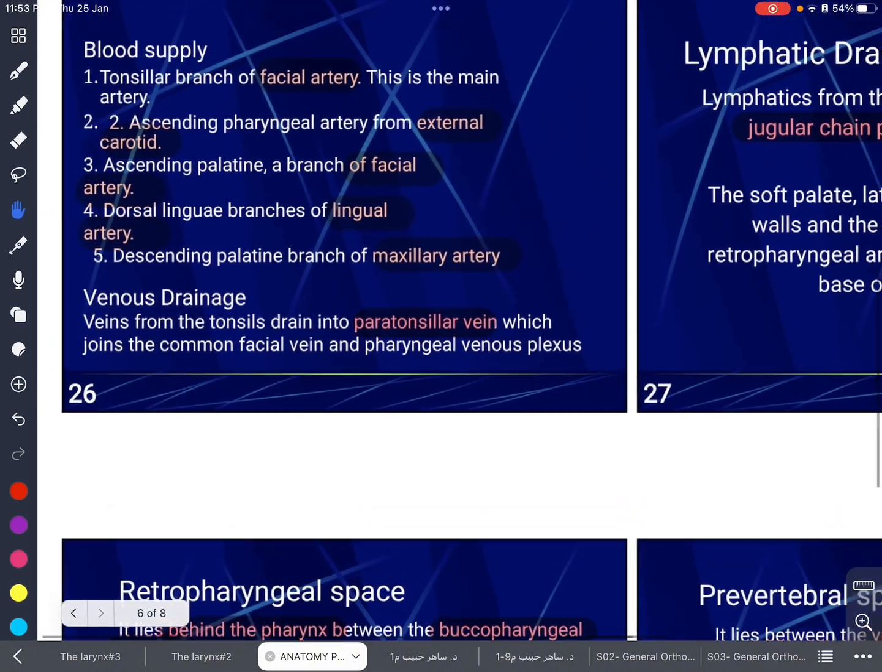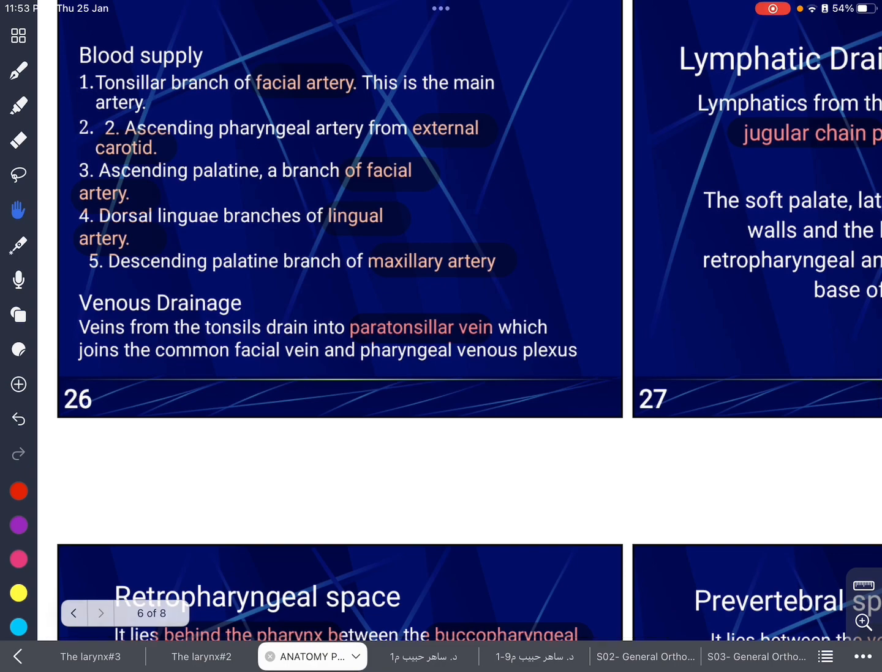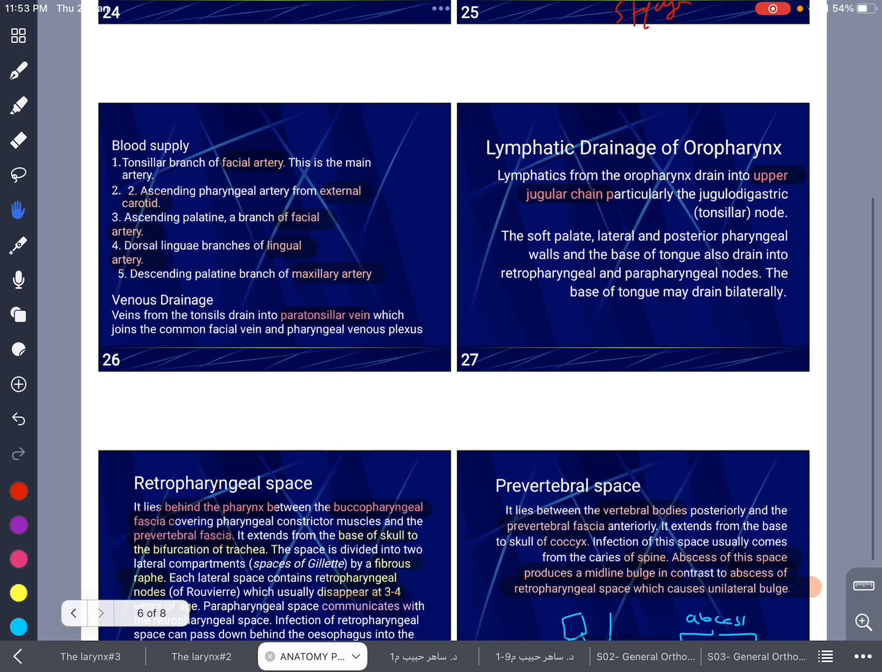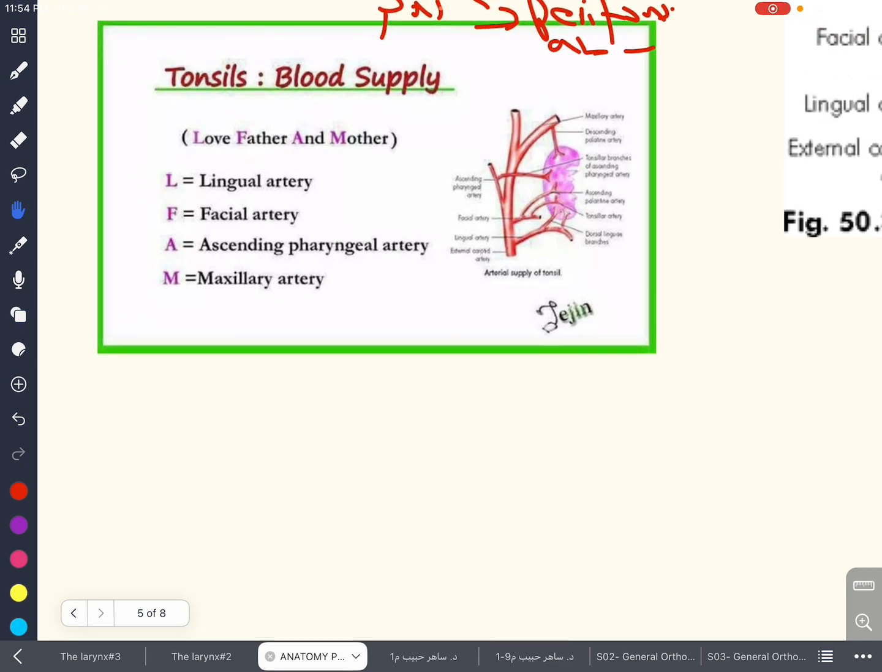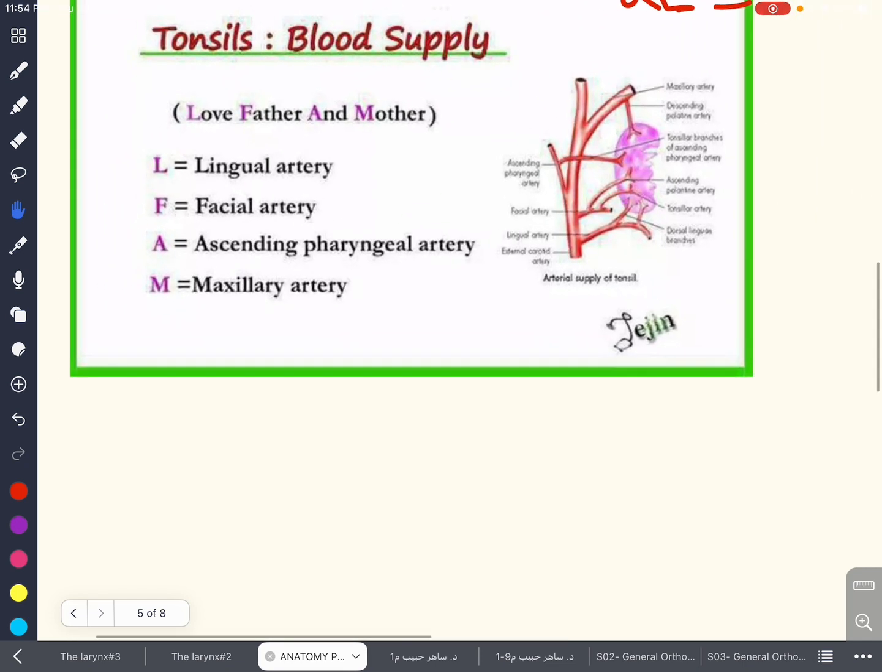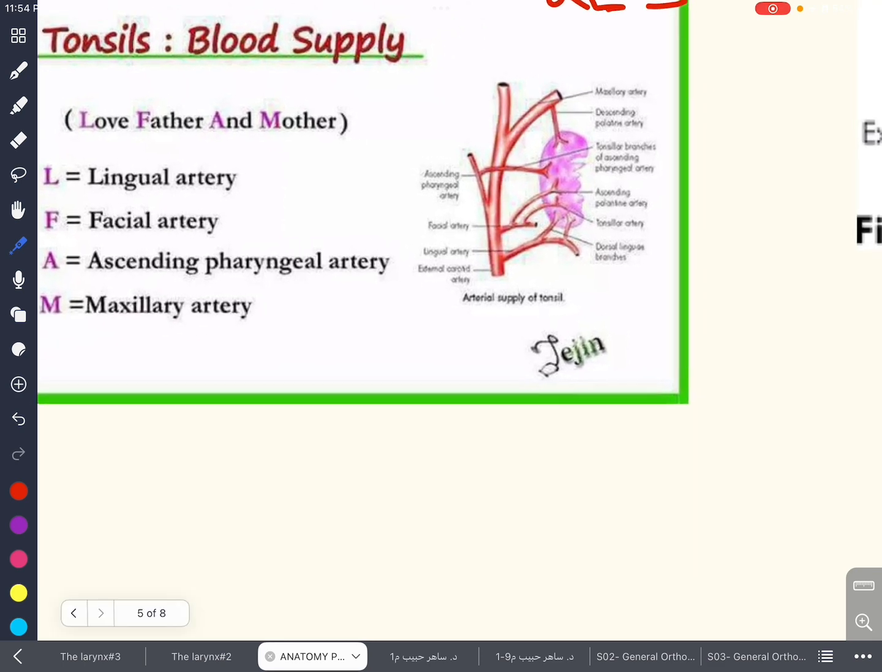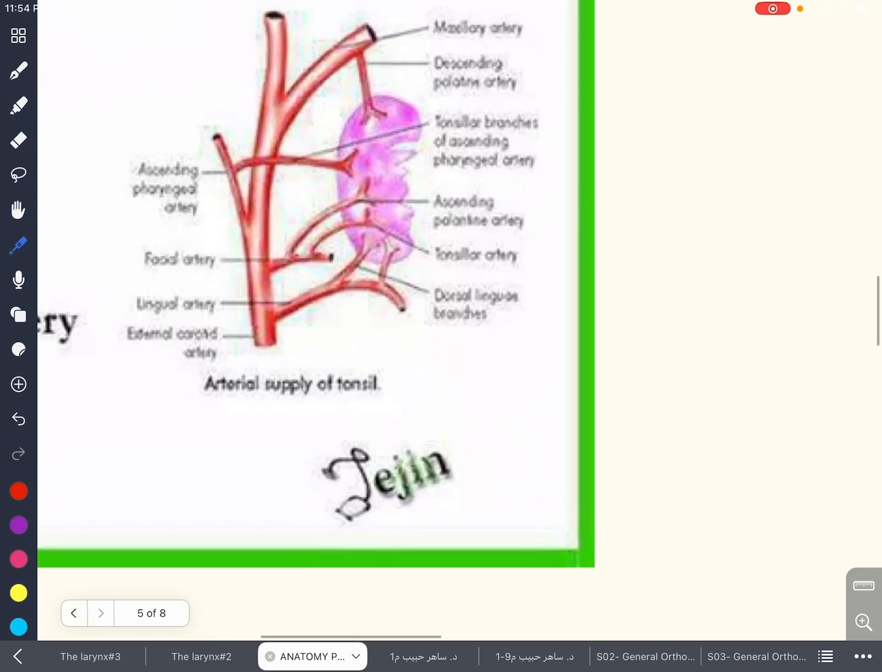Regarding the blood supply of the tonsil, the mnemonic is "love father and mother". The L is for lingual artery, the A is for facial artery, the A is for ascending pharyngeal artery, and the M is for maxillary artery. This is the external carotid artery.